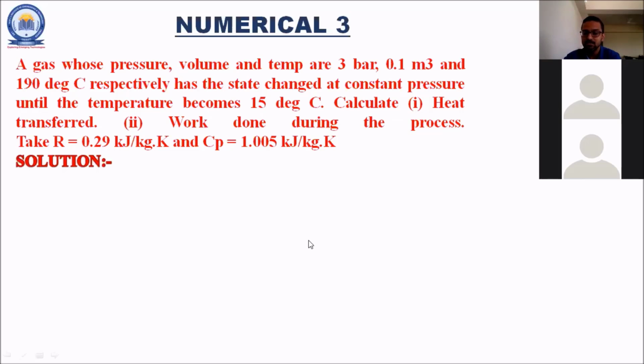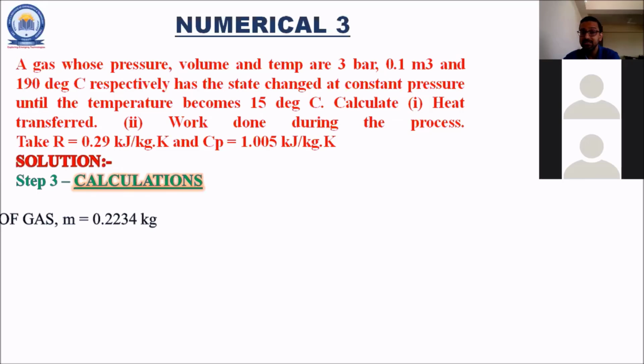Okay, for your reference, I am showing you the first answer of the calculations. First you need to calculate the mass of the gas. The value of m you need to calculate because it is not given in the numerical. The mass of the gas m comes out to be 0.2234 kg. I calculated the mass using the equation of state for a perfect gas, P1 V1 is equal to mRT1.